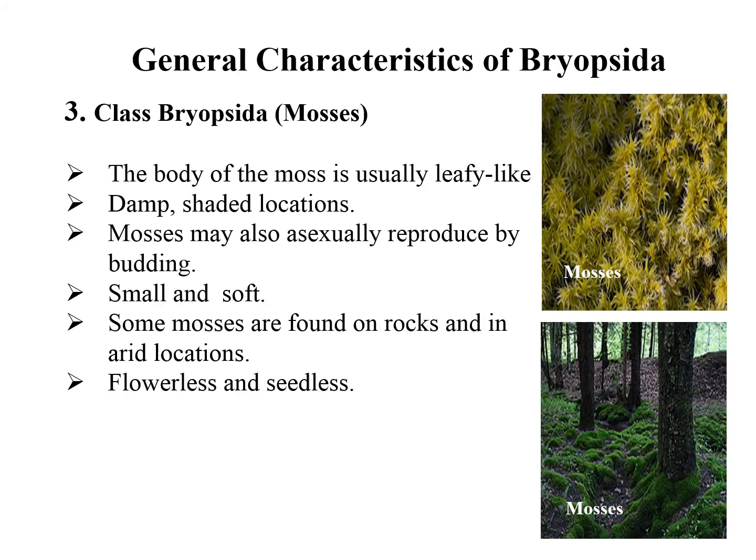The third class is Bryopsida, commonly known as mosses, and the body of a moss is usually leaf-like. Mostly they prefer damp, shaded locations. Mosses may also reproduce asexually by budding, and they are small, soft plants usually 1 to 10 centimeters tall. Some mosses are found on rocks and in arid locations, and they are mostly flowerless and seedless plants.